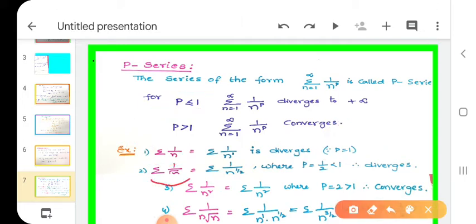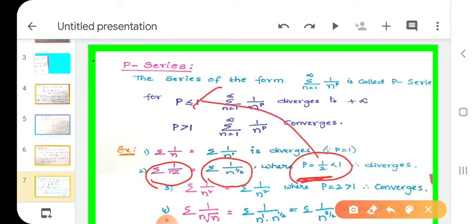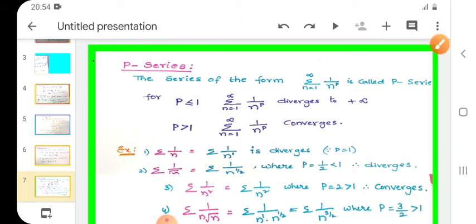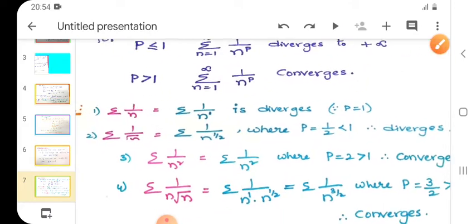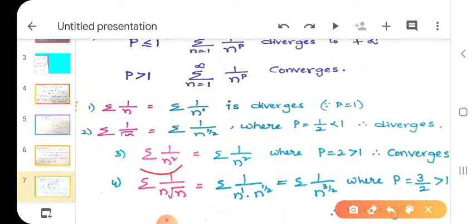Next, summation 1 by root n. 1 by root n means summation 1 by n power 1 by 2. What is the value of p here? n power 1 by 2, so p equals 1 by 2. Here also p is less than 1, so it also diverges. Next, summation 1 by n square. What is the value of p here? 2, greater than 1, so it converges.